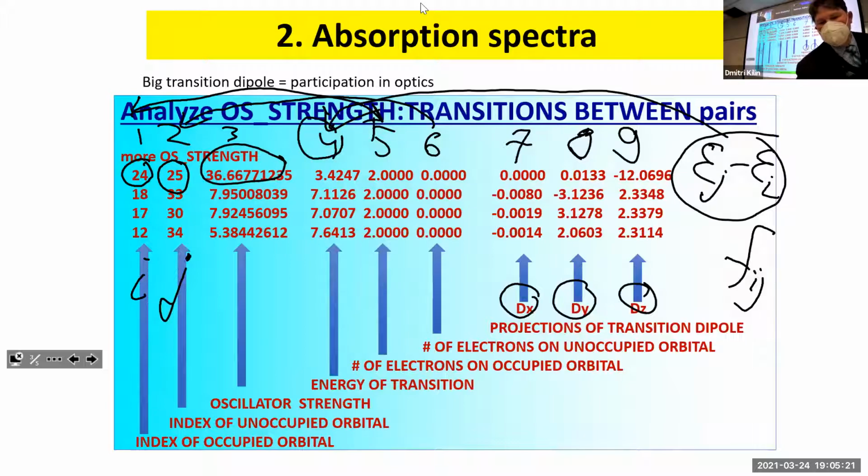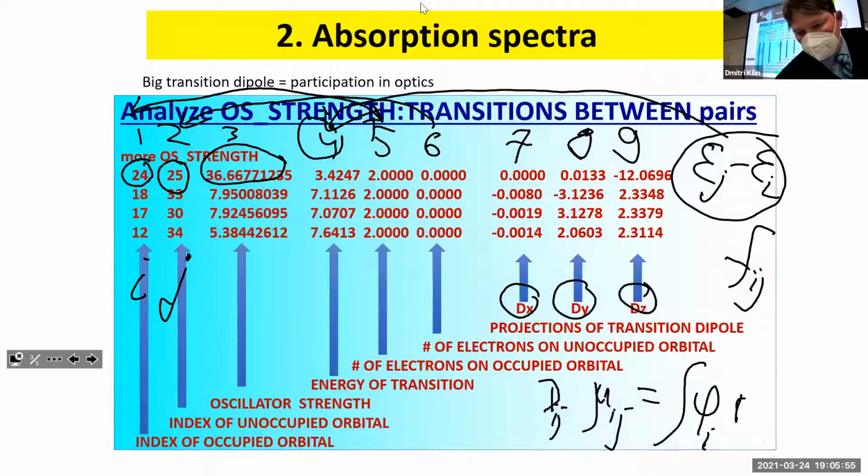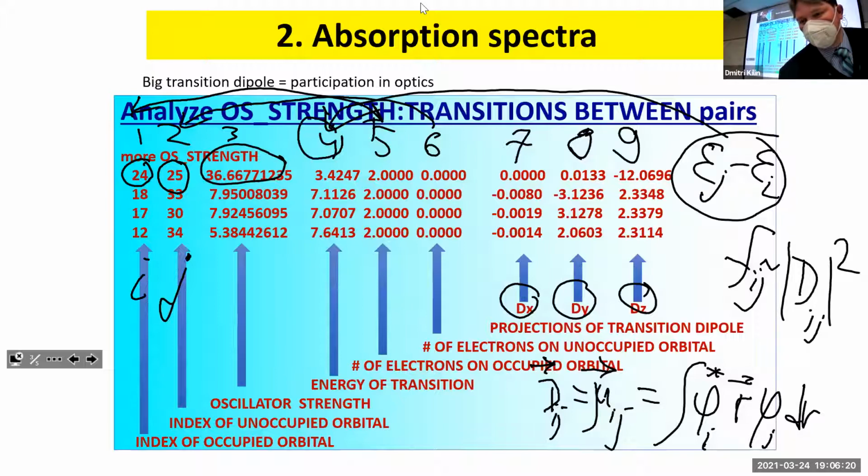The data in columns 7, 8, and 9 are often not needed. They are intermediate data which help to compute oscillator strengths. Technically, the dipole, which is sometimes called with the letter D or sometimes mu, mu_ij, is the integral of phi_i r phi_j dr, right? Since it is a matrix element of a vector, it has 3 components, x, y, and z, and they're stored here. And the oscillator strength is approximately equal to the absolute value of mu_ij squared times some constants.